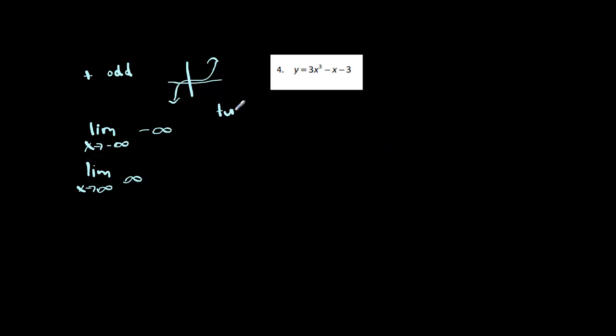So these are our turning points. It's going to be negative 0.33, comma negative 2.78, and there'll be another one. Let's find out where that one is.